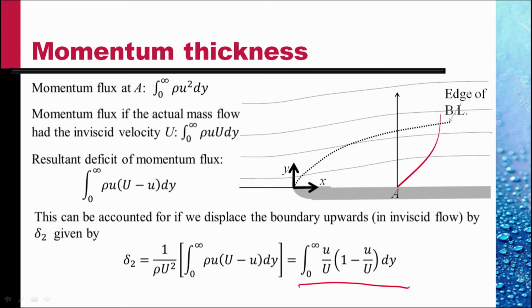Recall that u by U within the boundary layer on a flat plate, which is self-similar, is a function of eta, which is y over delta, and not a function of x itself. So if we express this as an integral in terms of eta, then this would be independent of x. And that's what we do next.